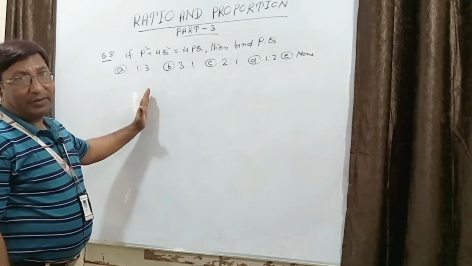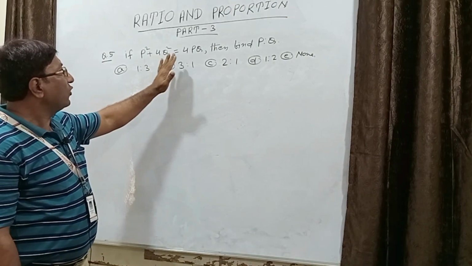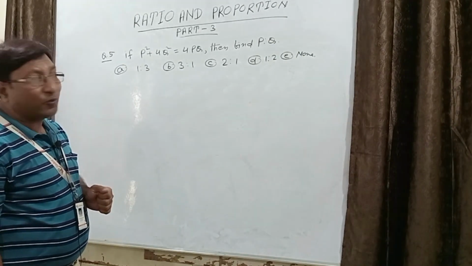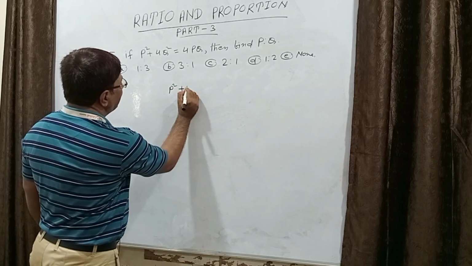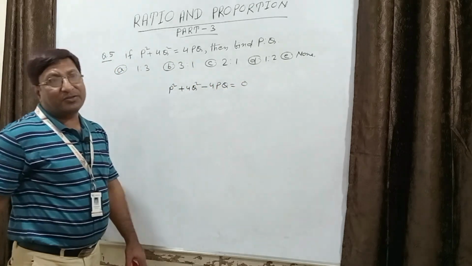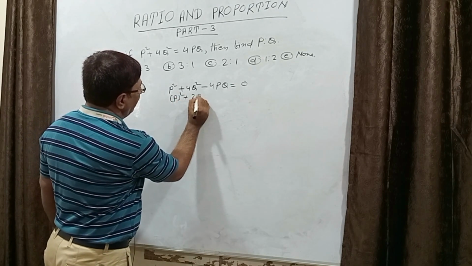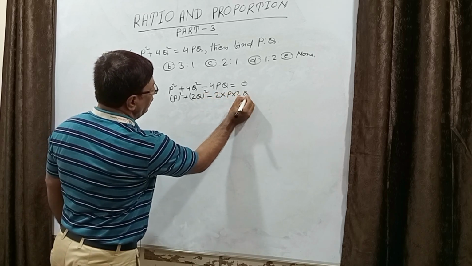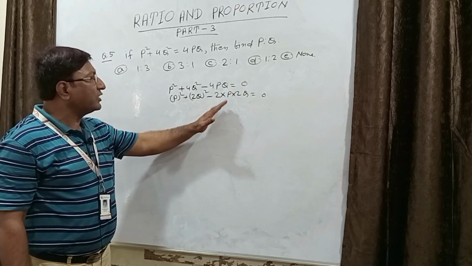Now question number 5. The question 5 is: if P square plus 4Q square equal to 4PQ, then find P ratio Q. For this type of question, what is the simple technique? So this is P square plus 4Q square minus 4PQ equal to 0. Now we can write this as P square plus 2Q whole square minus 2 into P into 2Q equal to 0.